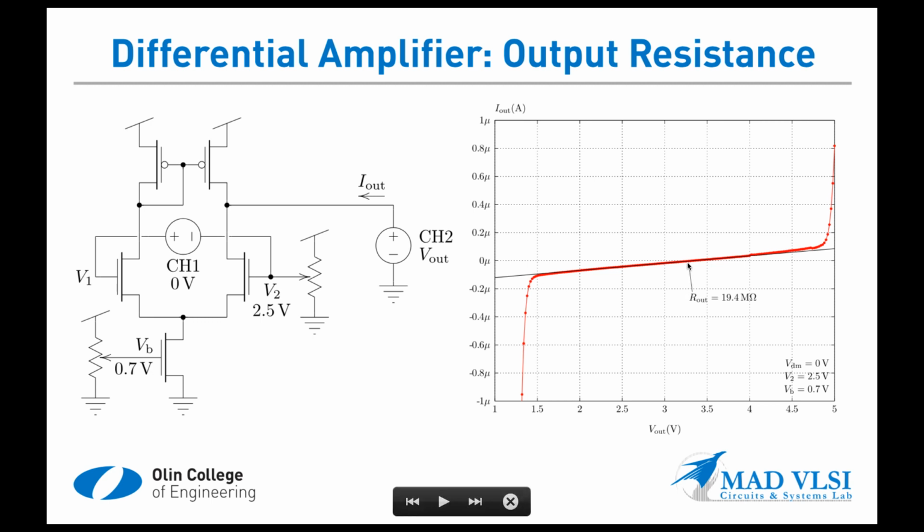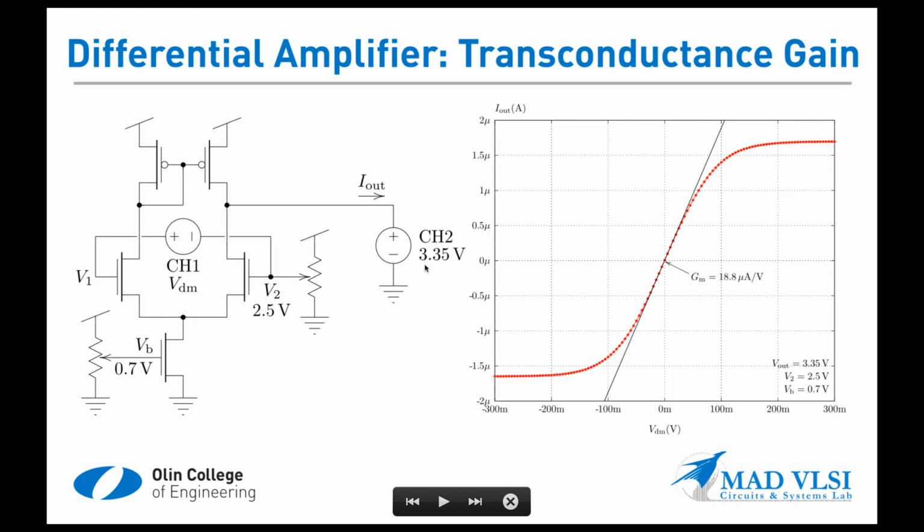The incremental output resistance around where Vout is equal to 0, it actually crosses 0 at about 3.35 volts or something. One over the slope of this line is 19.4 megohms. So that's experimentally what the incremental output resistance of this circuit is, in the vicinity of I out equals 0.